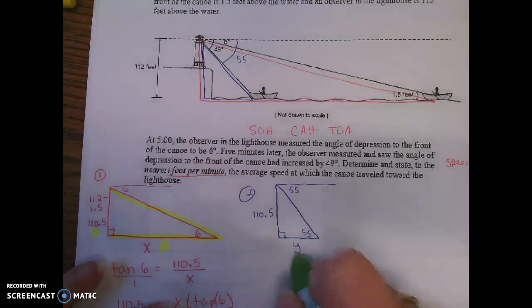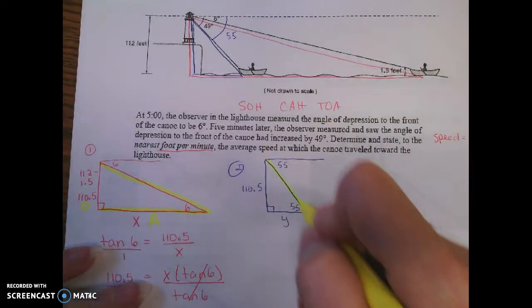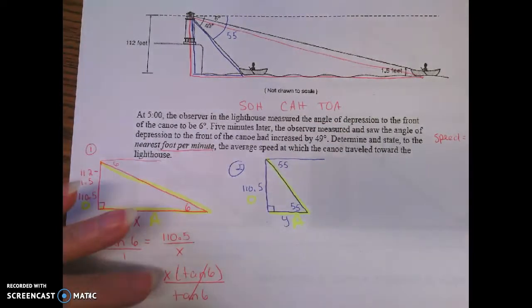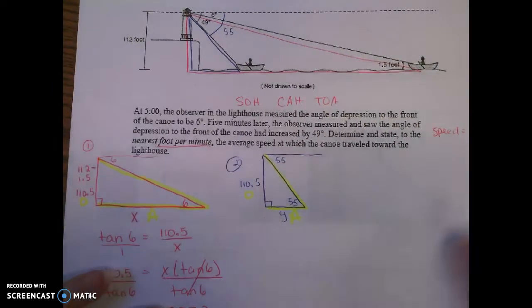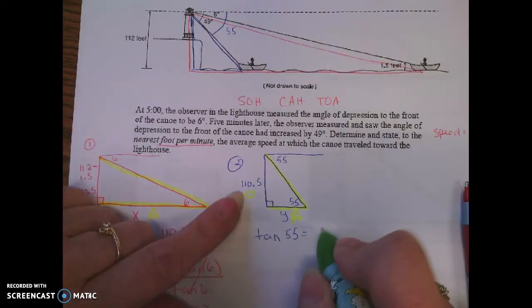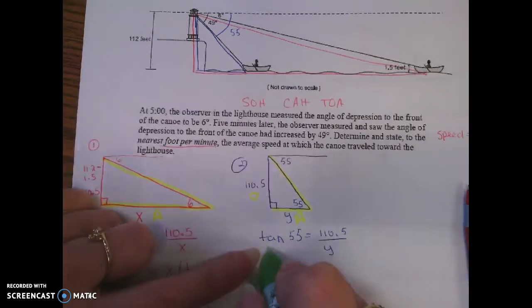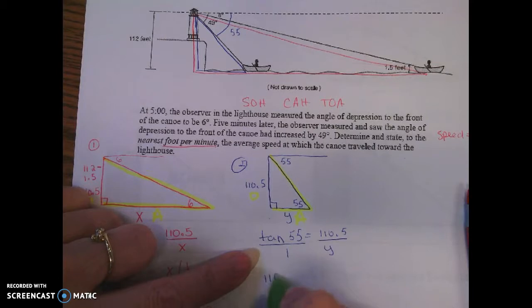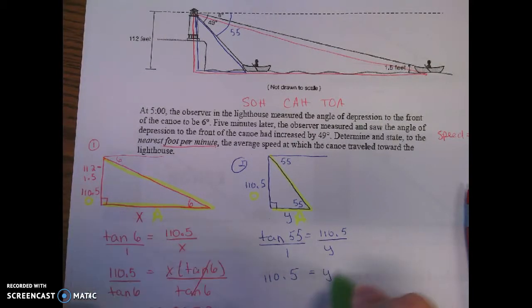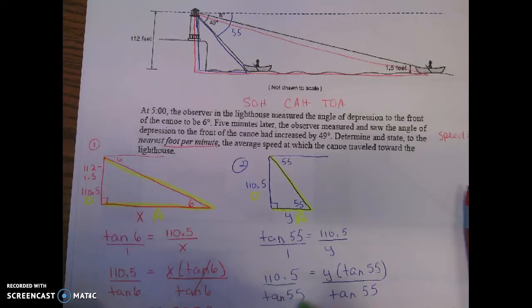All right, so this time I'm going to label this distance y. All right, so using my highlighter on my 2 different triangles, I again have opposite and I'm looking for adjacent. So again, that's tangent. I guess I'll continue doing this in blue. So tangent of 55 degrees is going to equal my opposite, 110.5, divided by my adjacent, which is my y. I'm going to cross multiply. So it's very similar to the last problem. All right, so I have to solve for y, so I'm going to divide both sides by tangent of 55. Those cancel out.